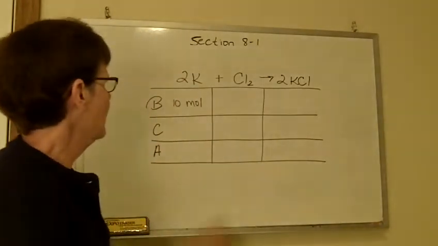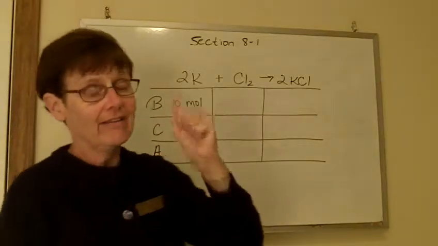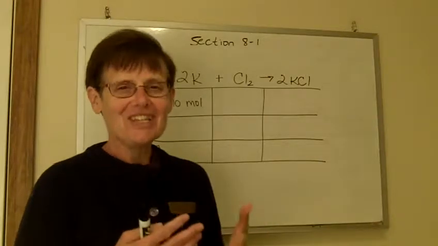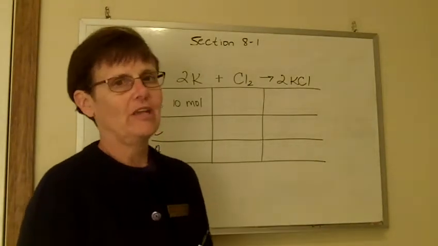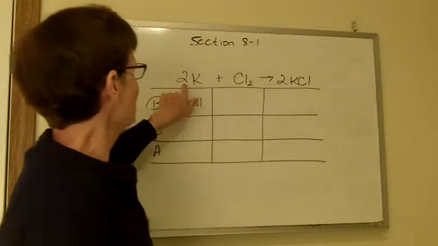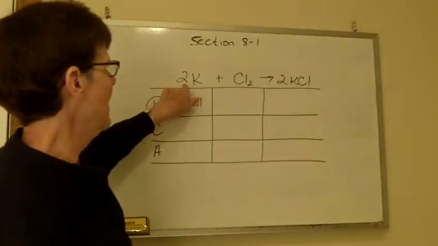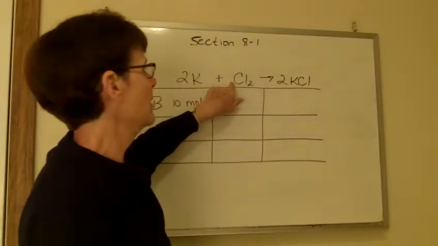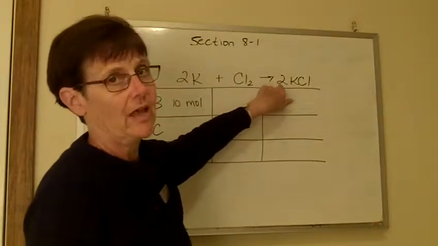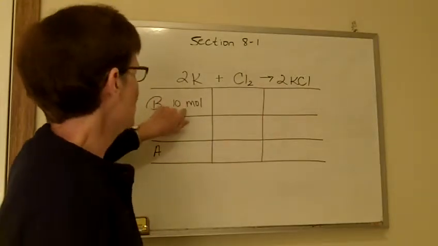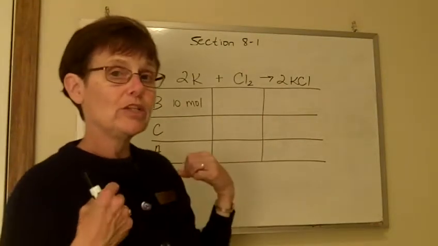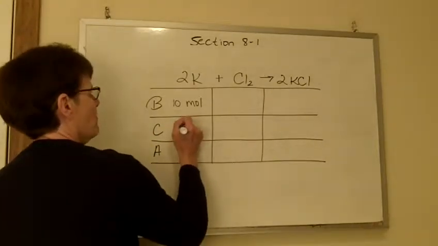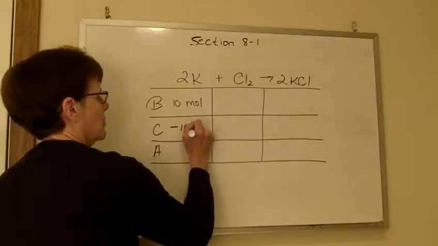So we can do that even if we only know that because we have a balanced chemical equation and we can see the relationships of the moles of one thing and the moles of something else because that comes from these numbers. So every time 2 moles of potassium reacts, it requires 1 mole of chlorine for that reaction, and it will produce 2 moles of KCl. So if we know we're starting with 10 moles of this, and we know that we're going to use it all up, then we say that the change is a negative 10 moles.